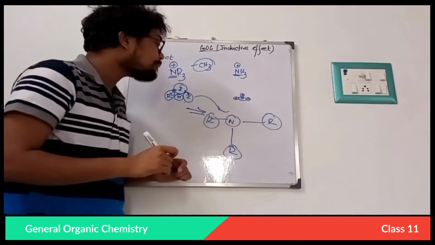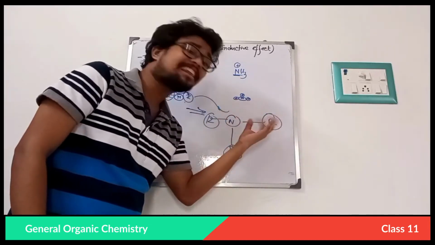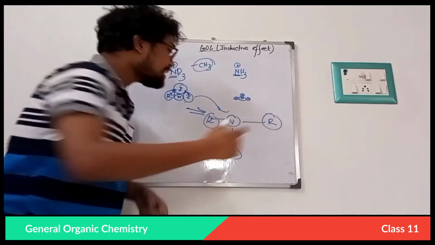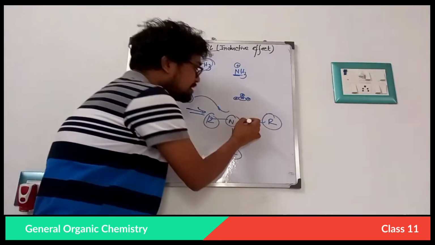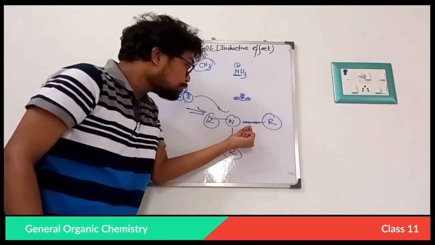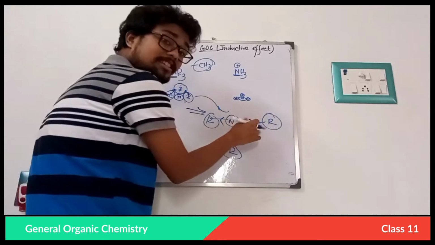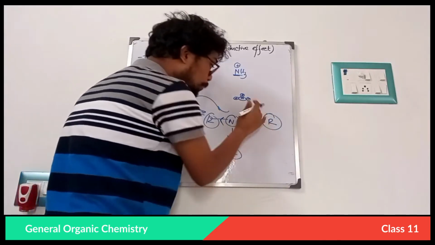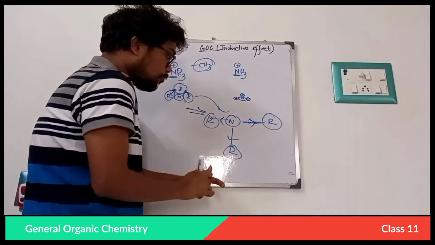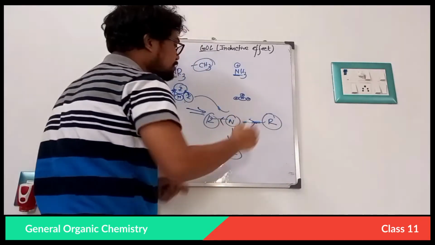And due to the alkyl group going away from the nitrogen atom, the bonded electron density, this bond has two electrons, the electron density goes from the nitrogen atom. Due to this going off of electron density from the nitrogen atom, this nitrogen atom becomes electron deficient.